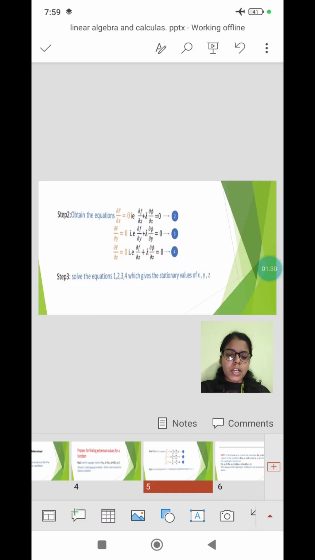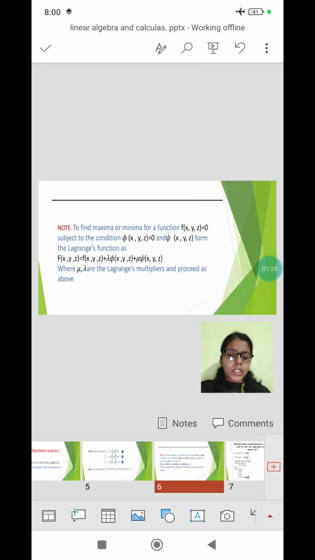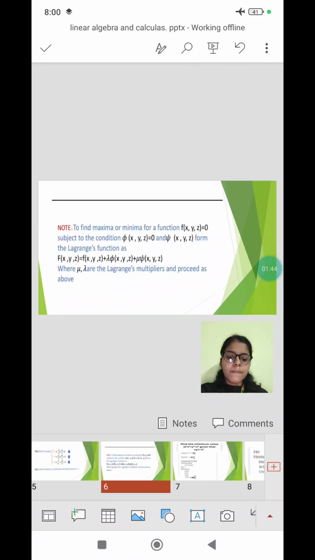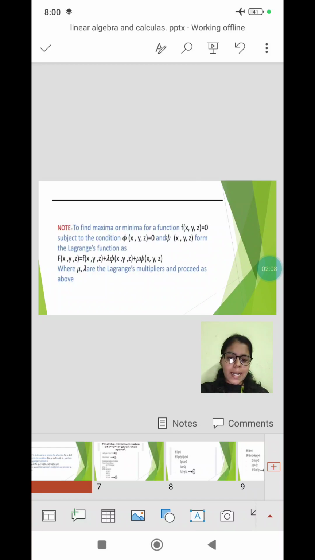This is equation 4. Step 3. Solve equations 1, 2, 3 and 4, which gives the stationary values of x, y and z. And note, to find the maxima or minima for a function f of x, y, z subject to the conditions phi of x, y, z equals 0 and psi of x, y, z equals 0, form the Lagrange's function as F of x, y, z equals f of x, y, z plus lambda phi of x, y, z plus mu into psi of x, y, z, where mu and lambda are the Lagrange's multipliers, and proceed as above.